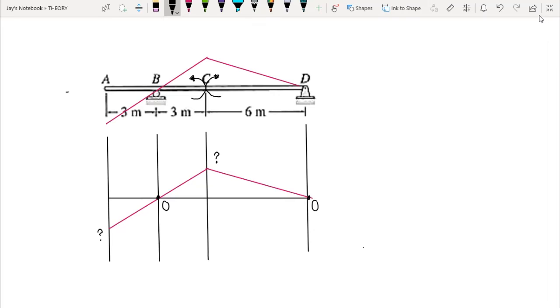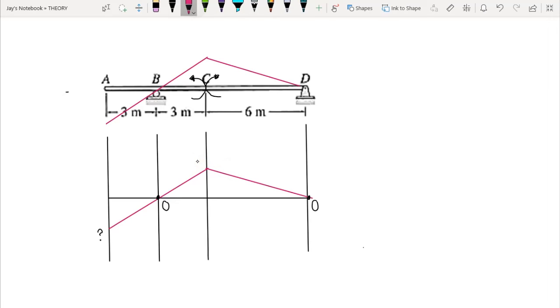So how are we going to determine the ordinate at point C? Take note, this is different from the influence diagram for reaction, because we know that if we release the point at which we want to consider, the movement of that point is equivalent to 1. But for moment, this should not be equal to 1. So you need to compute the ordinate at this point by equilibrium.